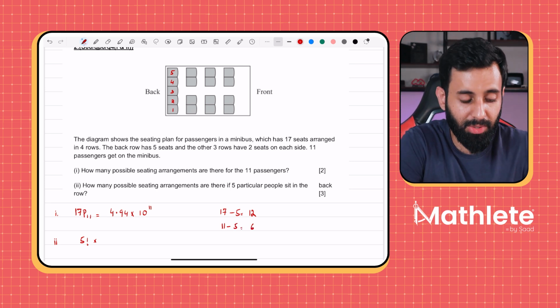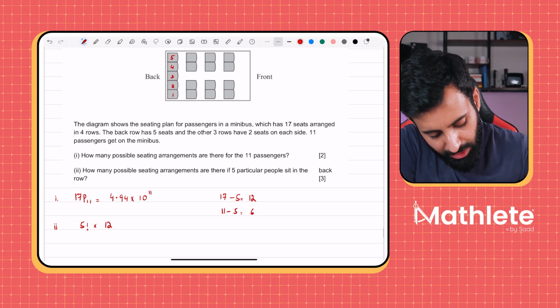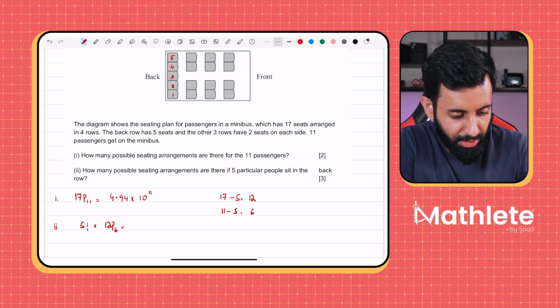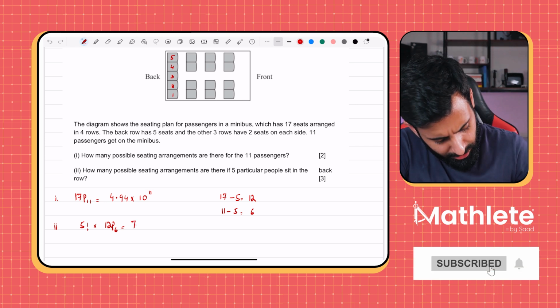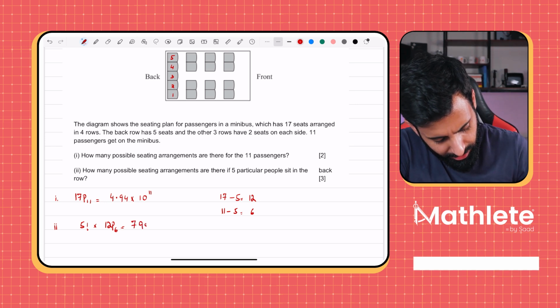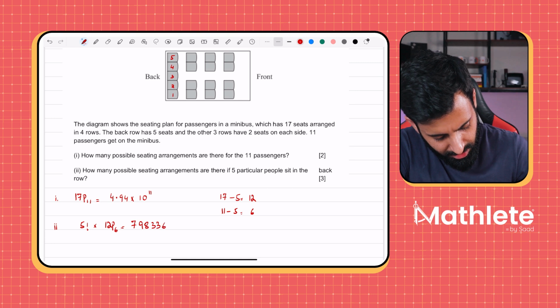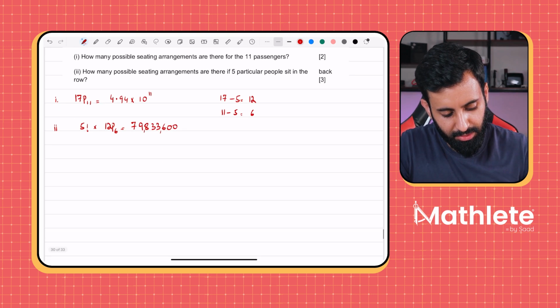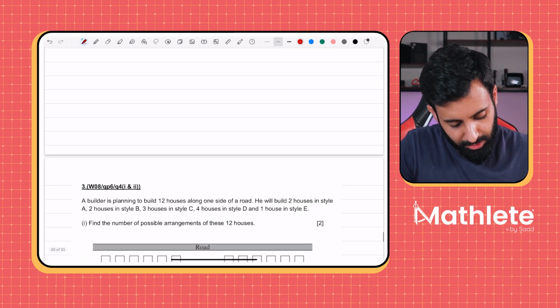So that means now we have to arrange 6 of them. And the way we're going to do that is simply 12P6. Let's work this out, see what the answer is. 5 factorial into 12P6, and that's equal to 79,833,600, which is the correct answer.